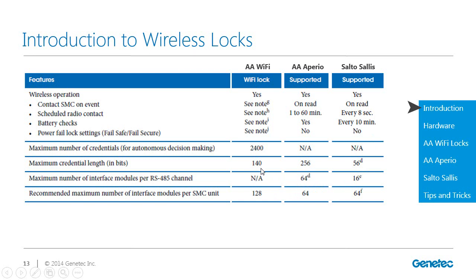Taking a look at how many interface modules we can use per SMC, we have 128 for the Wi-Fi units, and 64 for each of the Aperio and the Salus hardware types. For the Aperio units, we could put all 64 on one RS-485 channel on the SMC, but we do recommend spreading it out to use all 4 channels of the SMC instead, which would put 16 per channel. Now, the Salus hardware here, we can do a maximum of 16 units per channel on the SMC, totaling 64 units if we have one hub or router per channel on the SMC.